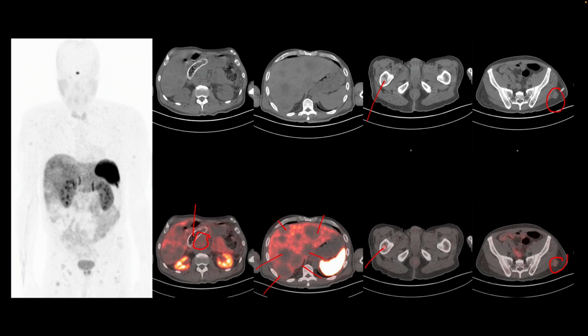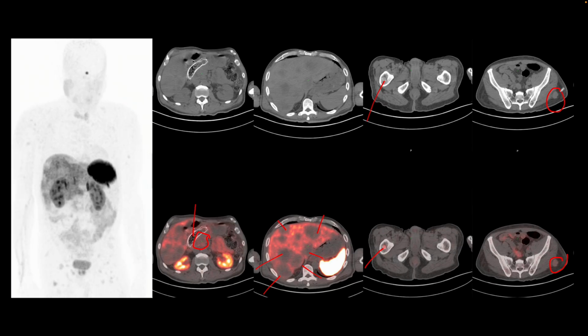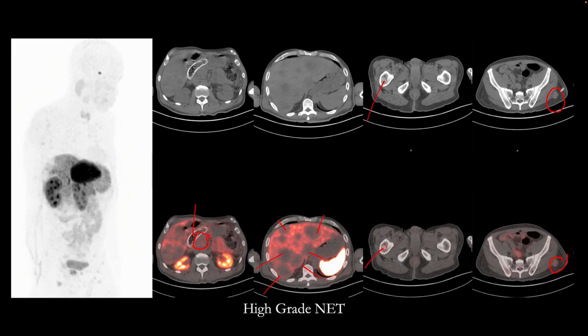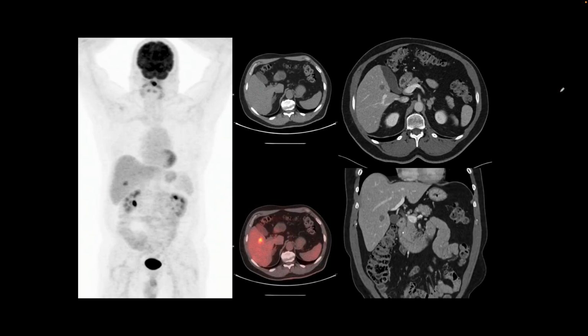So they have a metastatic neuroendocrine tumor which is not DOTATATE avid. So this will be a high-grade neuroendocrine tumor not taking up DOTATATE, and in this situation, if you do an FDG PET-CT scan, there will be intense uptake in the tumor.